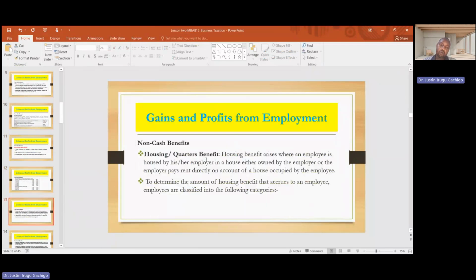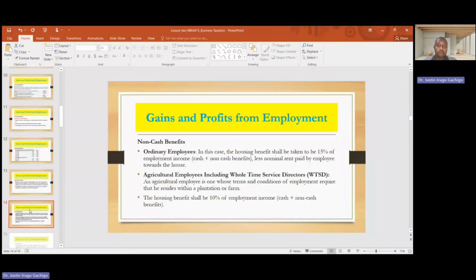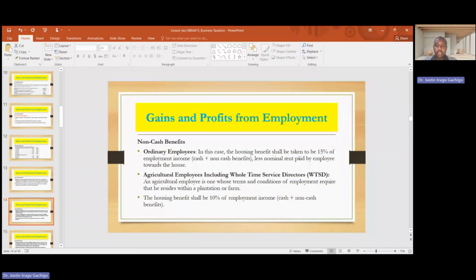Then we have a housing or quota benefit. The housing benefit arises where an employee is housed by his employer in a house either owned by the employer, or the employer pays rent directly on account of a house occupied by the employee. To determine the housing benefit that accrues to an employee, employees are classified into the following categories. Category 1, we have ordinary employees. In this case, the housing benefit shall be taken to be 15% of employment income, that is cash plus non-cash benefits, less nominal rent paid by the employee toward the house.